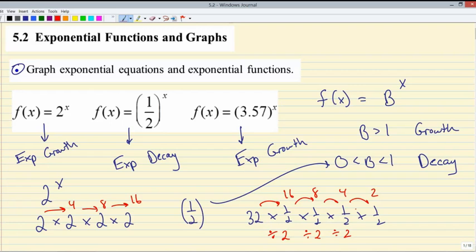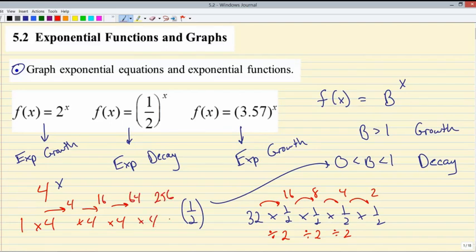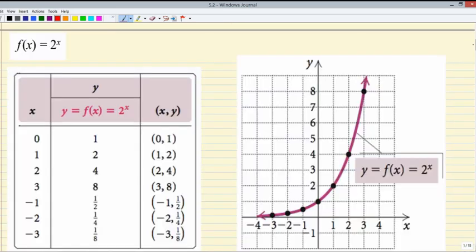So if you have a base of 4, instead of 2 to the x, if you had 4 to the x, that means every iteration you're multiplying by 4. And that number is going to get very big very fast. If you start out with 1, so you get 4, 16, 64, times 4 is what, 256, times 4 is 1024.